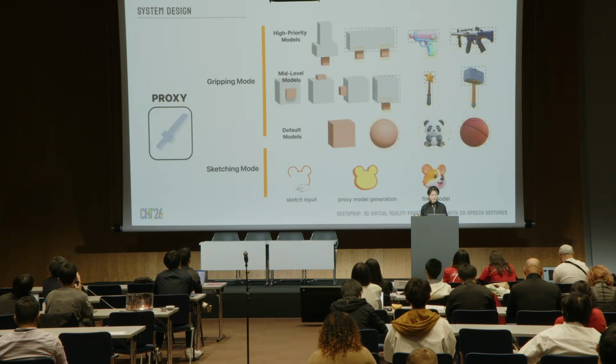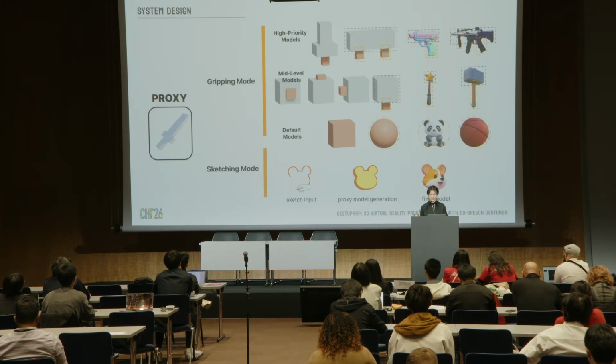We use different levels to organize the proxy model library. During generation, the system chooses the best match. This reduces waiting time for users, and also provides essential positional and structural information for later high-quality model generation.